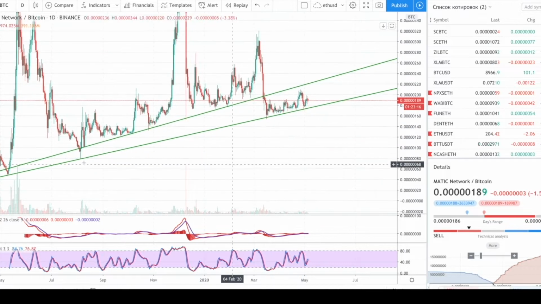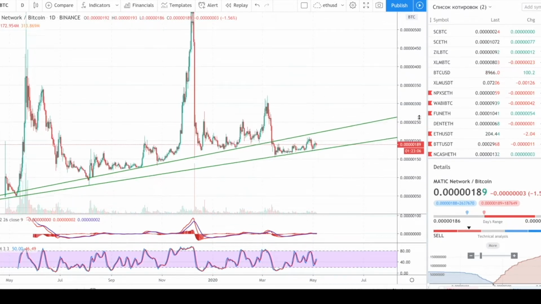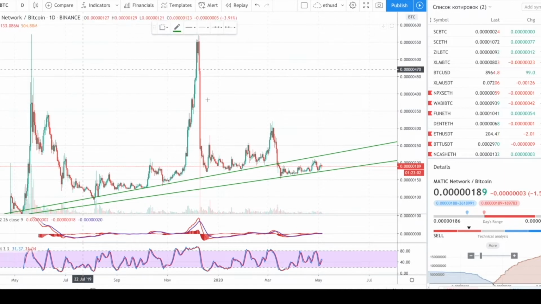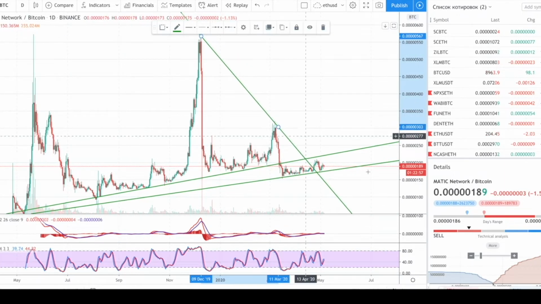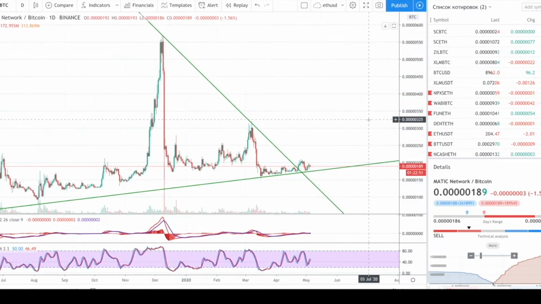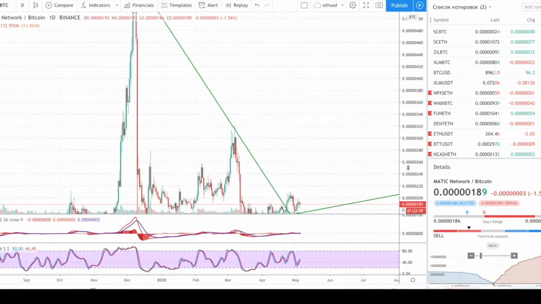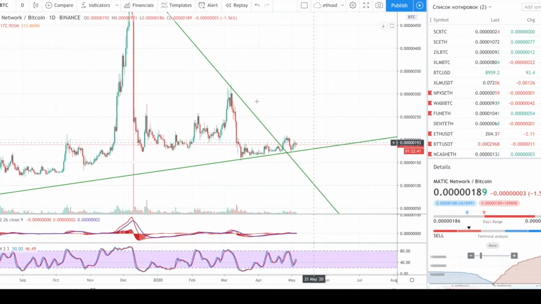And here the price also bounced off from the second trend line, and now the price is sandwiched between two trend lines. In addition to this, the price has now broken one more of its trend lines. Now let's remove this line so that it doesn't bother us. And now it turns out that the price has broken through this trend line, and at the same moment bounced off from this main trend line.